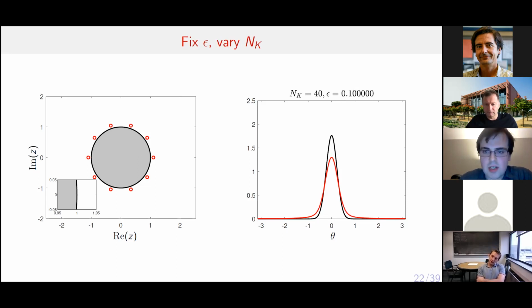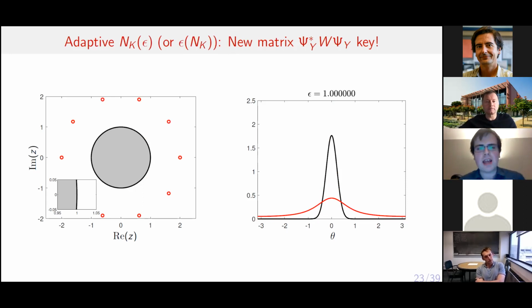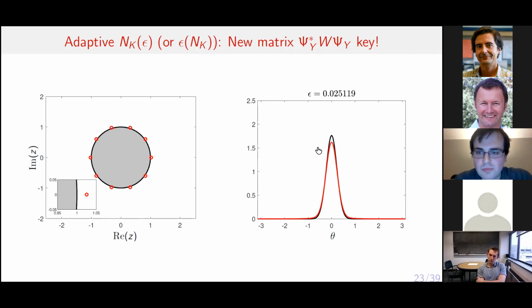So the solution to this problem: we can't fix n, we can't fix epsilon, but we can choose them both adaptively. For example, given an epsilon, we can choose the truncation size adaptively. Given a truncation size, we can in turn choose epsilon adaptively. I'm not going to go through the details of how you do this, but it turns out that you can do this in a completely rigorous and robust manner using this new ResDMD matrix to compute residuals. So let's have a look at what happens. Okay, it's now completely stable, even as we approach the spectrum.